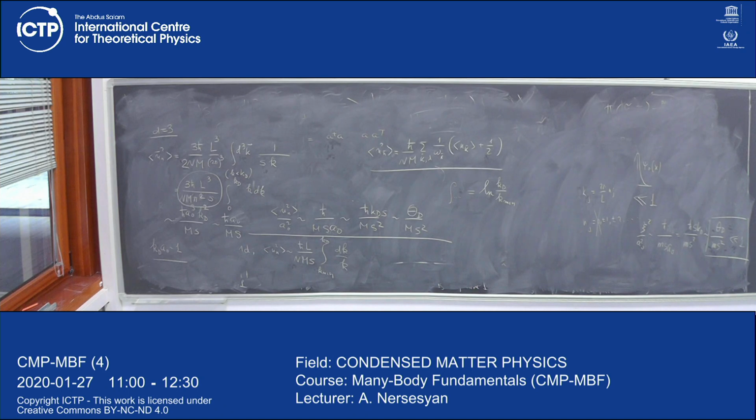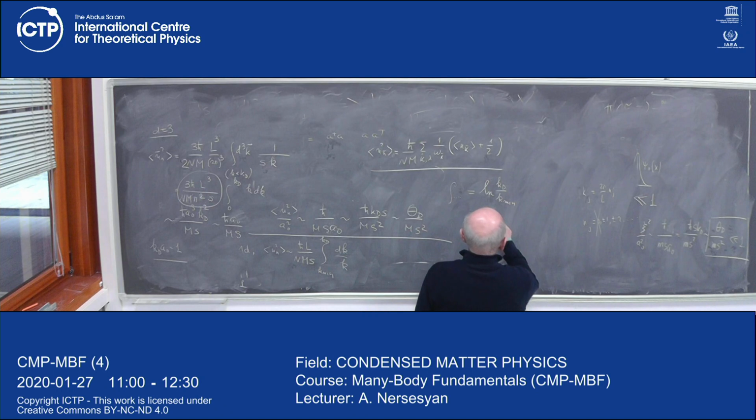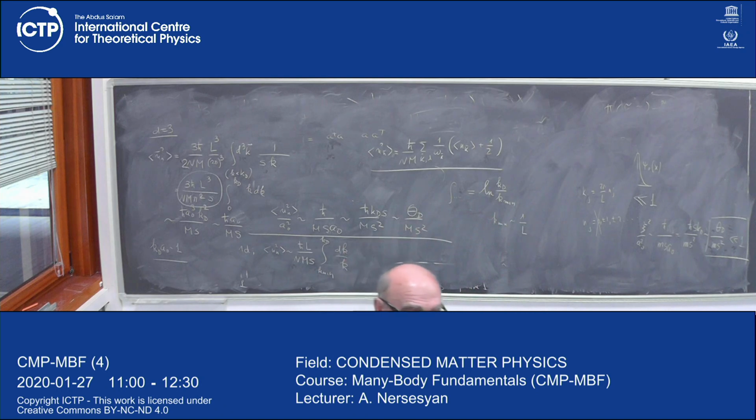If the length is finite, therefore, the minimum value of the momentum is 1 over L. This already follows, if you wish, from the uncertainty principle, or general principles of the Fourier transformation.